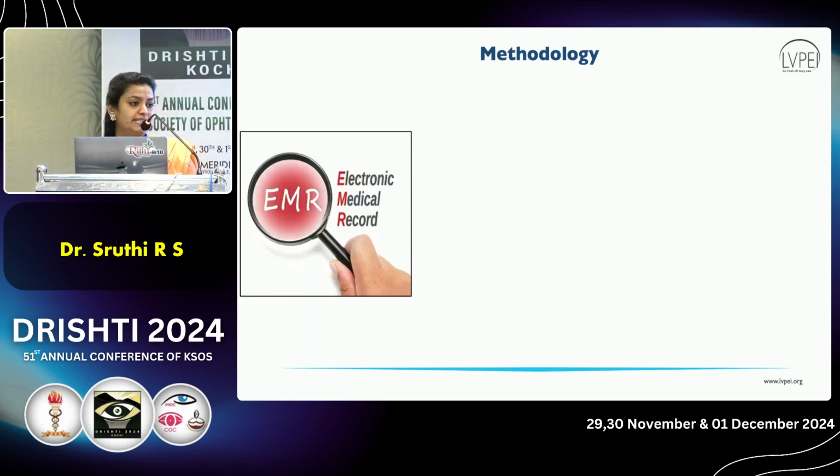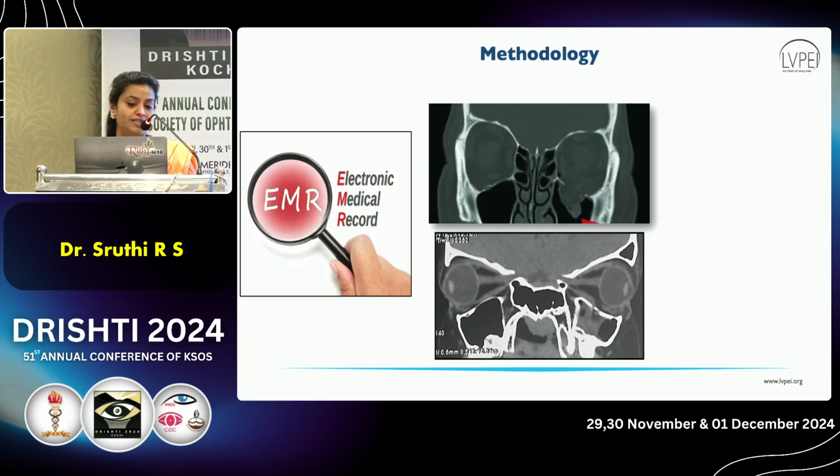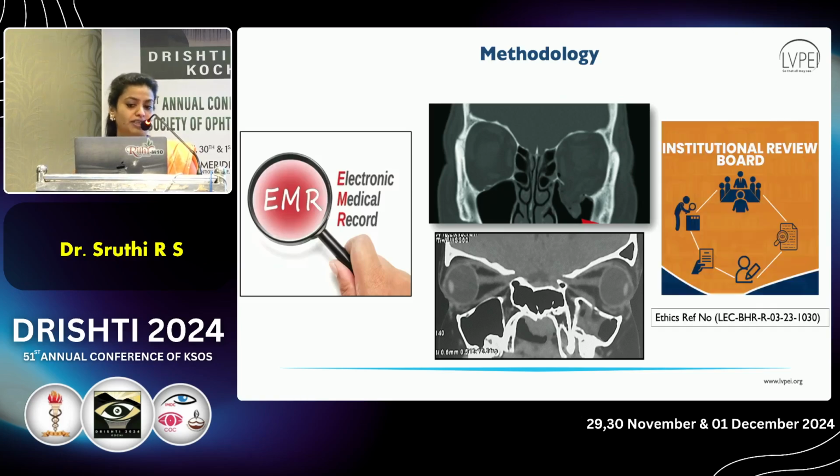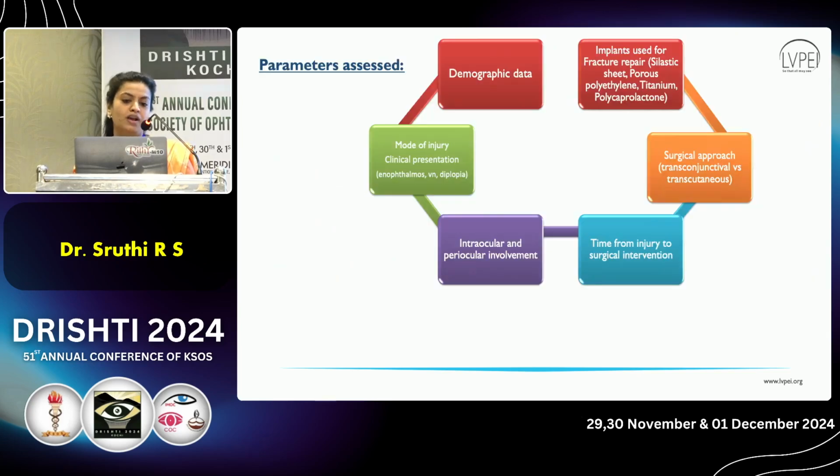We did a detailed EMR, or electronic medical record, analysis of our patients. We also pulled out the CT, which was uploaded and linked along with the files of our patients. We looked at the morphology of the fracture. We looked at enophthalmos. We looked at extraocular muscle entrapment or impingement or herniation into the fracture. We also got the institutional review board approval for our study.